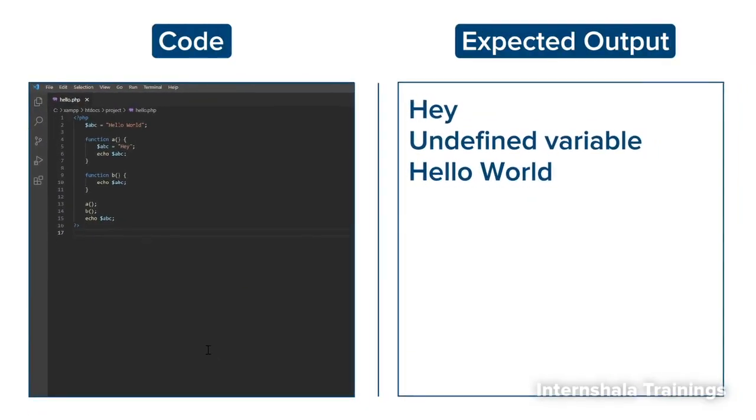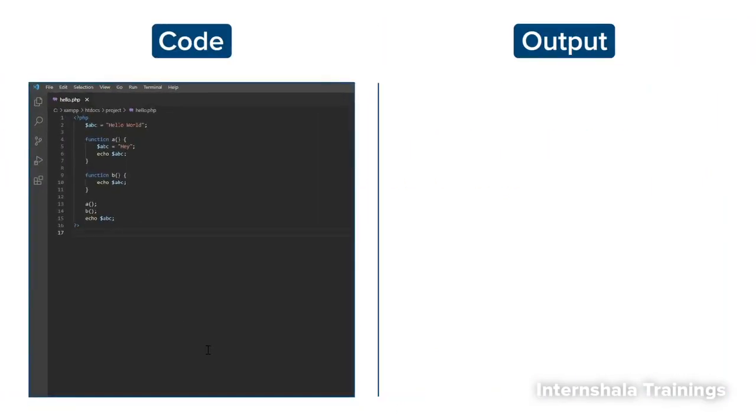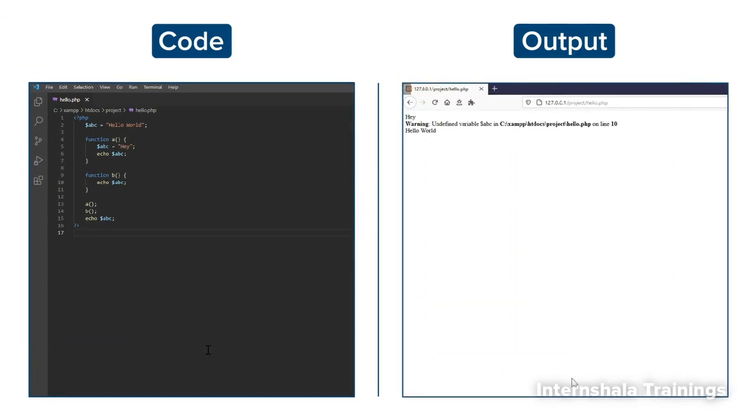So, based on our understanding of the execution of this program, the output should be this. Let us run the program and see if it matches with the output that we have calculated. Good job. The output is exactly the same as we have calculated.